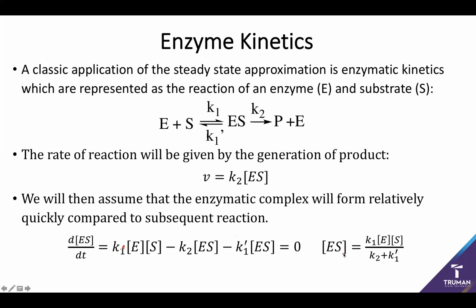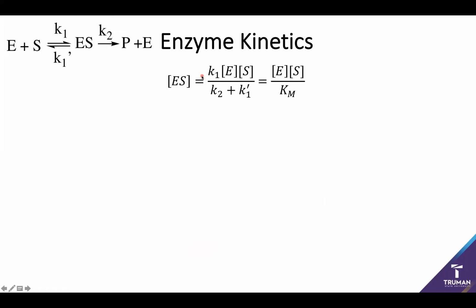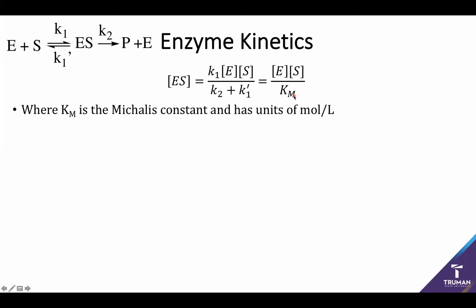From here, because we have steady state, we are able to make use of the steady state approximation. The concentration of this enzymatic complex can be given by the ratio of our rate constants times the concentration of our enzyme and substrate. Now, because K1, K2, and K1 prime are going to be inherent to the individual enzyme being examined, we're going to essentially combine these three rate constants into a single constant, which we're going to call the Michaelis constant.